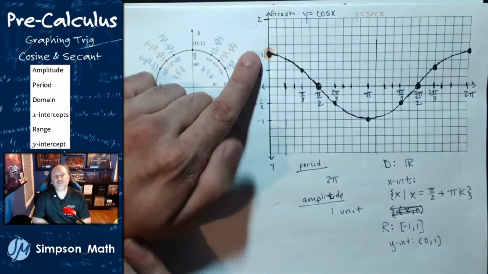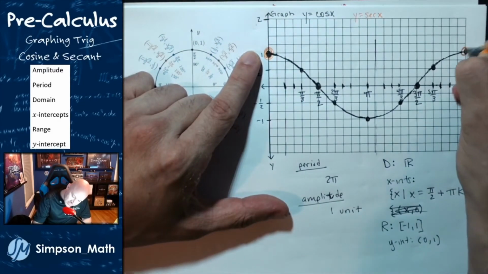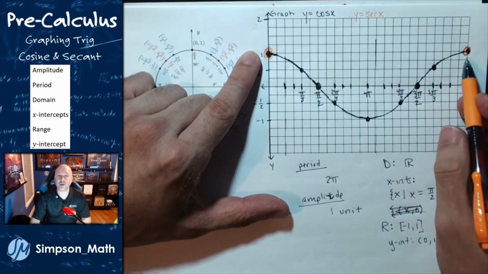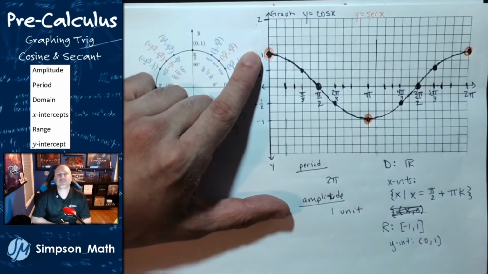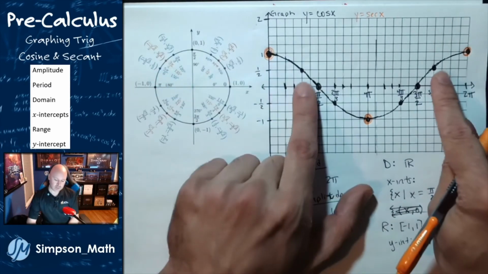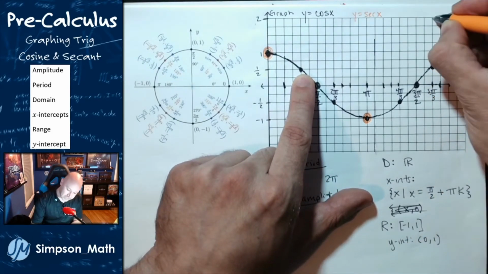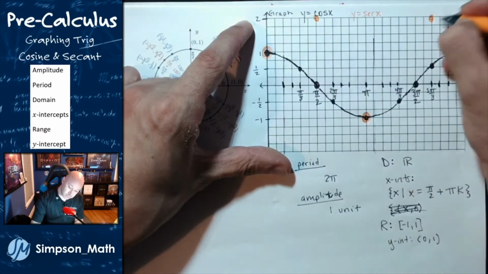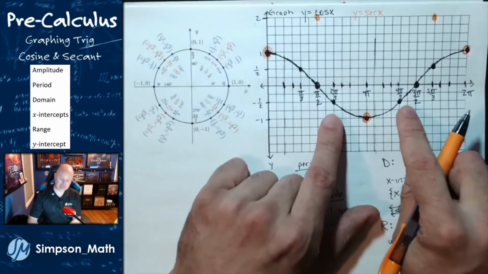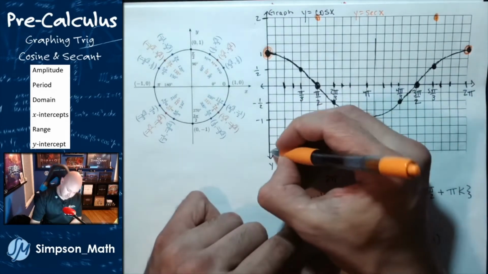Secant and cosine share the point (0, 1). That's going to happen again at (2 pi, 1), because the reciprocal of 1 is 1. The reciprocal of -1 is -1. Those 3 points are the same. The positive halves will reciprocate up to +2. The -1/2 will reciprocate down to -2.